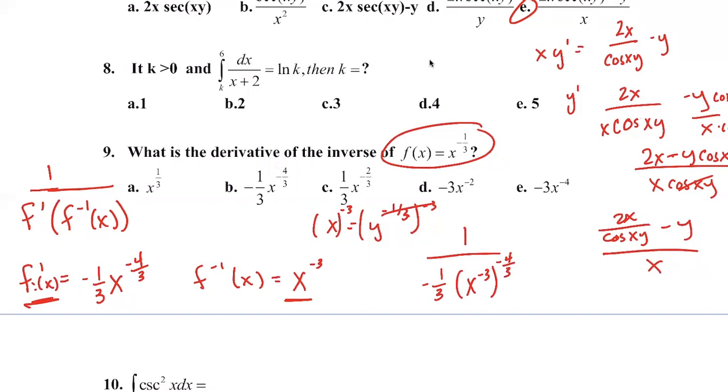So if you look here, you have a negative 3 times negative 4/3, which really gives you just x to the 4th. So this is equivalent to 1 over negative 1/3 x to the 4th. Now, if I have a fraction, I can multiply that and get a negative 3rd. If I want to bring x to the 4th up, it would be x to the negative 4th, which gives you e.